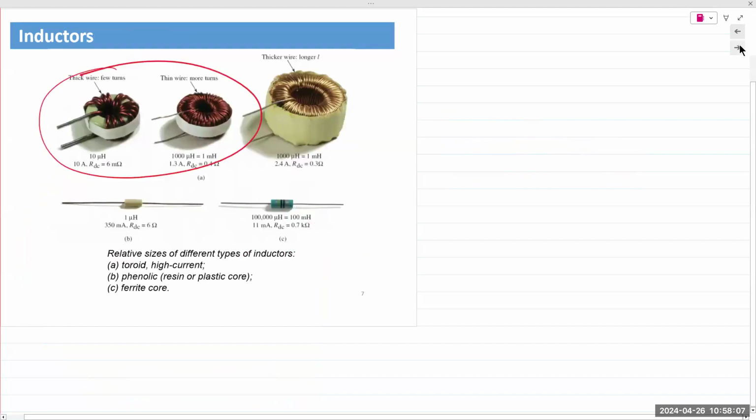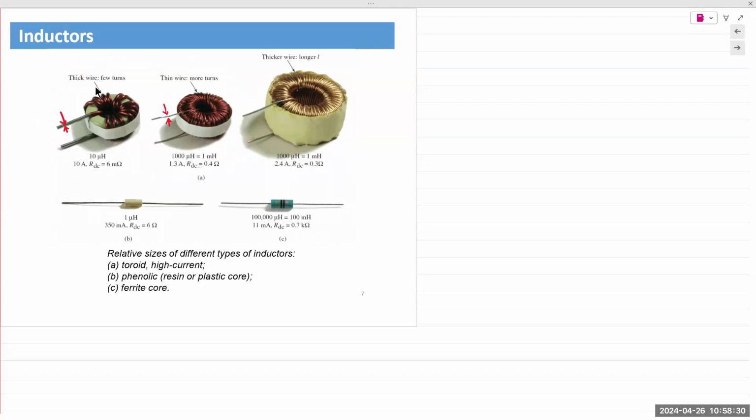So here are toroidal inductors. The magnetic core is in the shape of a toroid. You can increase the length that way. But if you look at this wire, much thicker than the one in figure B, right? If it's a thicker wire, the current carrying capacity of that wire is large. And you can see that in the specs. This inductor can carry 10 amps of current versus 1.3. 10 amps is a huge amount of current. Okay, huge amount of current.